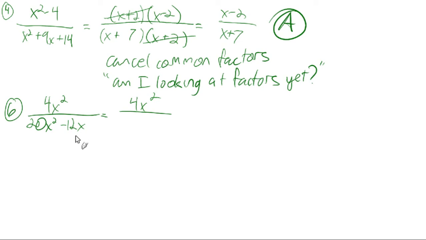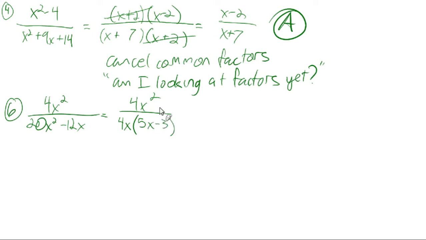20 and 12 both have a factor of 4. I believe that's going to be the biggest one, 4. Also, they have a common factor of x. So we're left with 5x minus 3.